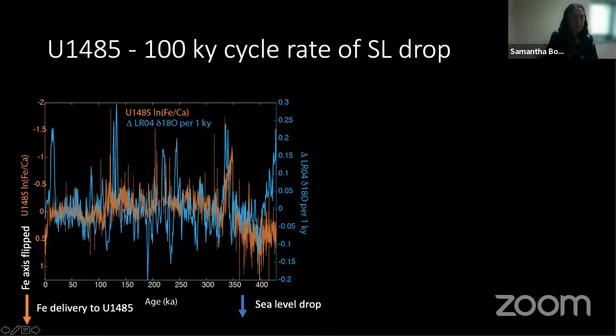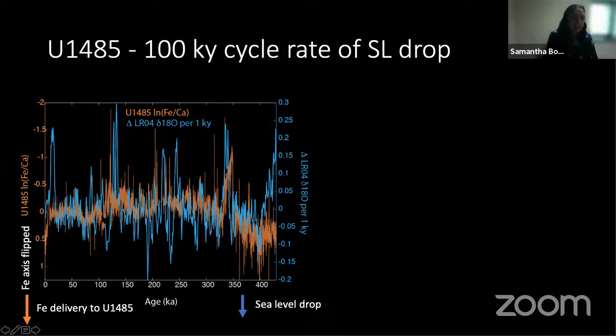And I flipped this axis, so down is more iron, so more terrigenous material at this site on the slope. And then I'm plotting this with the LR04 benthic delta-18O record, but the delta, so basically looking at change in benthic delta-18O as a proxy for rates of sea level rise and fall. So down, in terms of how I've calculated this, represents a drop in sea level, and up represents a rise in sea level, and the magnitude tells you about the rates.